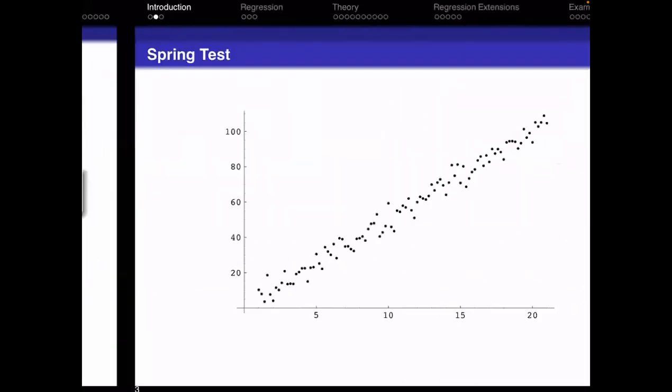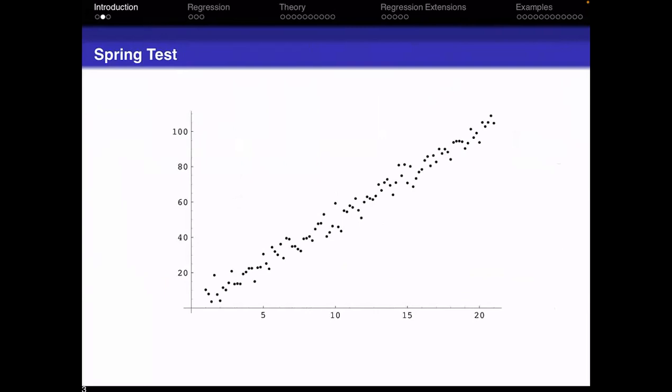Okay, so here is some data from a spring test. What is the first thing that comes to your mind when you see this? There's two acceptable answers. Positive correlation. What else? Linear. Okay, same as. What else? Something else should be coming to your mind. Yeah, what are the units?